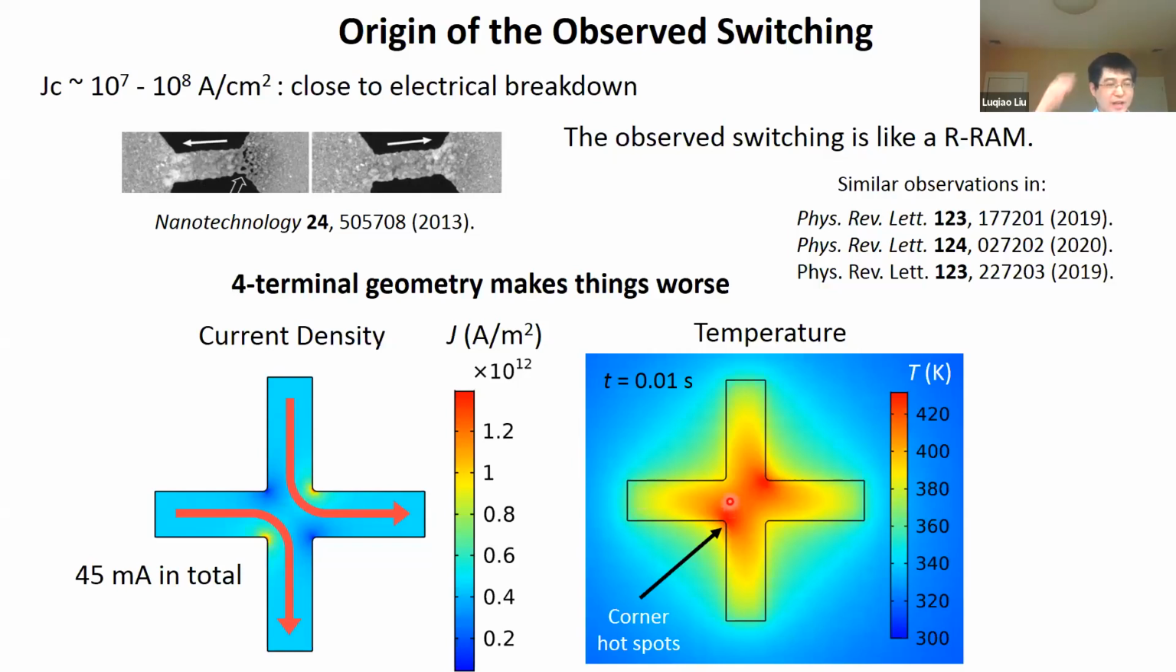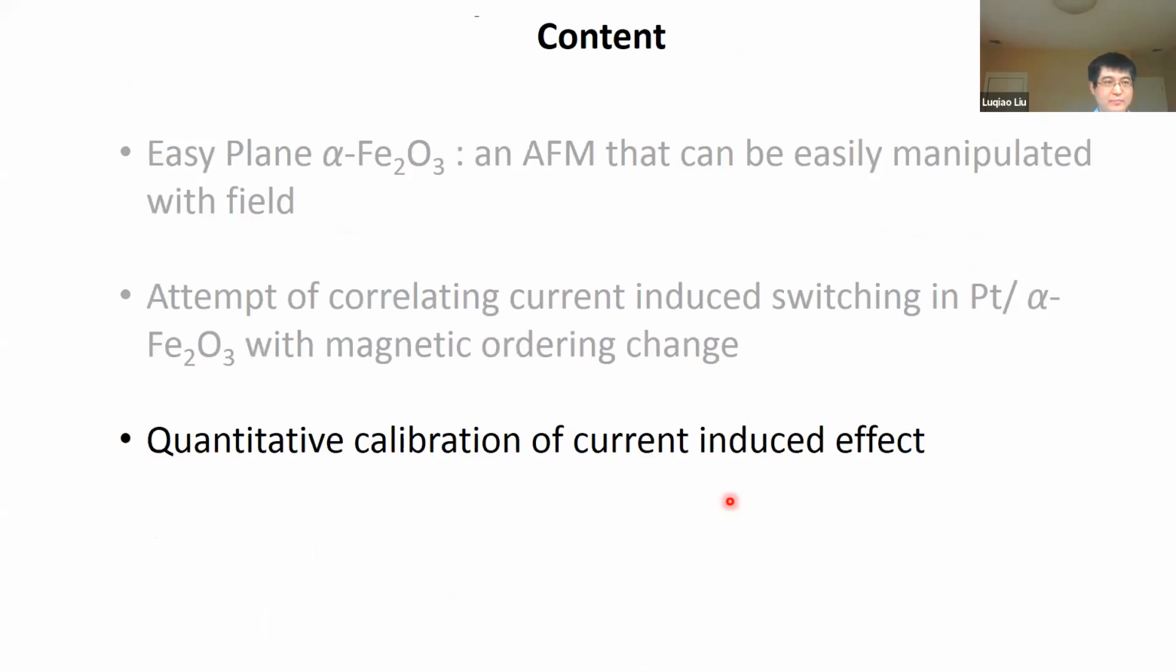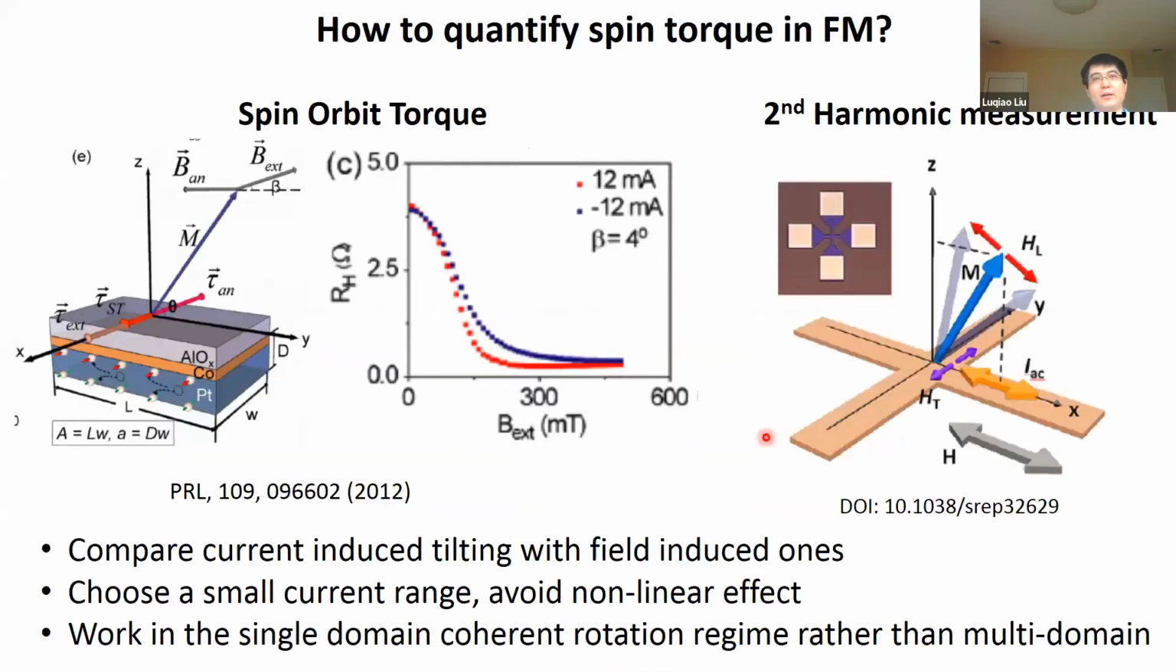Okay, so after this, we were quite disappointed because we thought we did not observe any real magnetic signal. So the next question is, how can we possibly quantify the current-induced effect? Well, again, we try to borrow some knowledge from our ferromagnetic study. We know the recent example of quantifying the current-induced effect in ferromagnets is the spin-orbit torque effect. In spin-orbit torque, in order to quantify its magnitude, there are a few things that we should keep in mind.